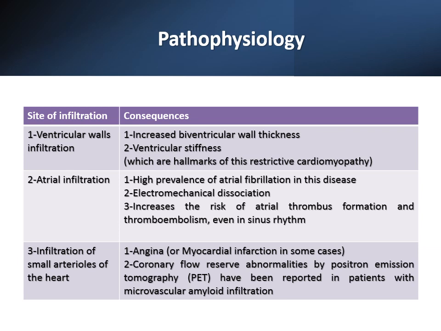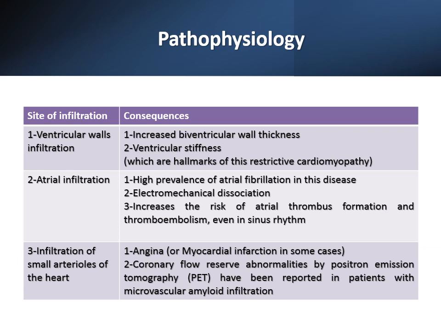What is the pathophysiology according to the site of infiltration? Let's start with ventricular walls infiltration. The consequences include increased biventricular wall thickness, LV and RV, with ventricular stiffness, which are the hallmarks of restrictive cardiomyopathy. And let's go for the atrial infiltration, which results in high prevalence of atrial fibrillation and electromechanical dissociation, with increased risk of atrial thrombus formation due to significant left atrial dysfunction, increasing the risk of thromboembolism even in sinus rhythm.